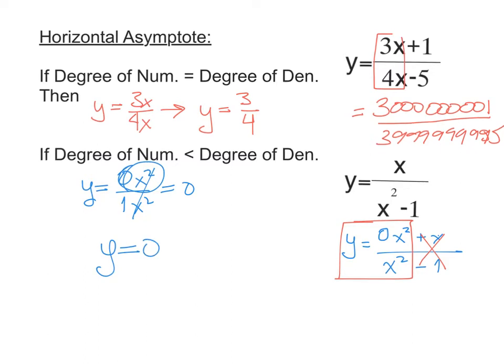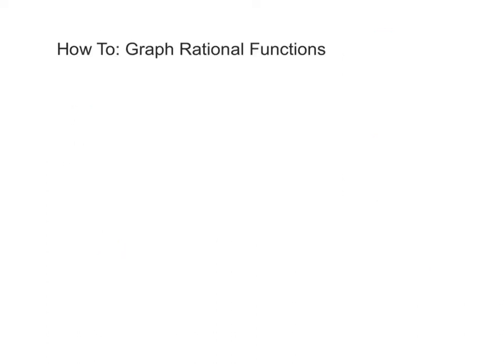These are the only two situations that we're going to deal with in this class. That is, if those two degrees are the same, we take the leading terms and simplify that fraction. If the degree of the numerator is smaller than the degree of the denominator, then it's always going to be y equals 0. So, how are we going to go about graphing our rational functions? What's going to be our plan?